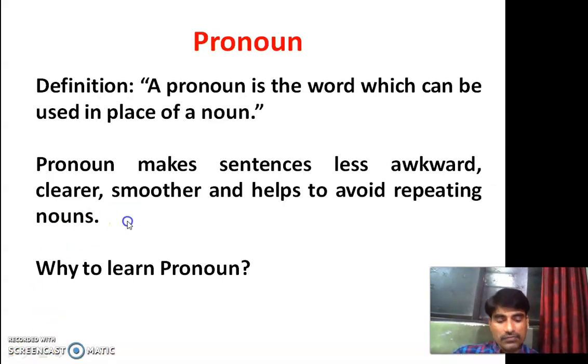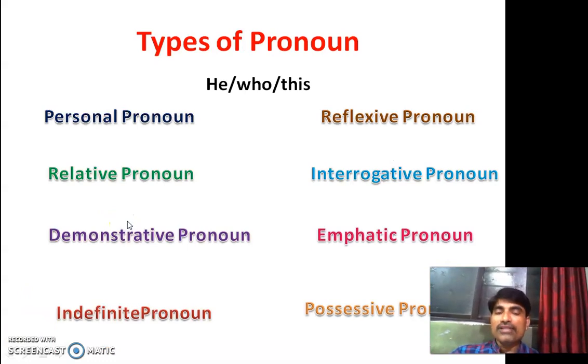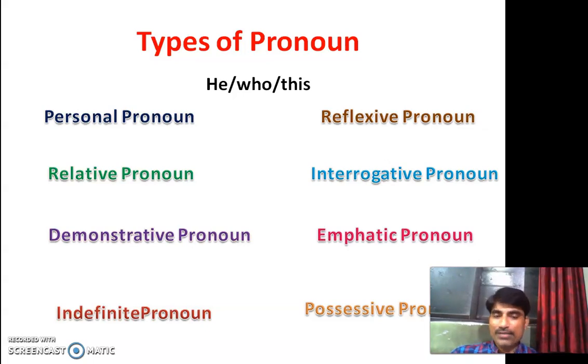The next point that I would like to talk about is the types of pronoun. As you can see, I have given certain examples like he, who, and this. These are examples of pronouns. So how to label them? I have given you 8 types over here. As you can see in this slide, it's personal pronoun, relative pronoun, demonstrative pronoun, indefinite pronoun, possessive pronoun, emphatic pronoun, interrogative pronoun, and reflexive pronoun. So one by one, let us see what exactly these different types are.